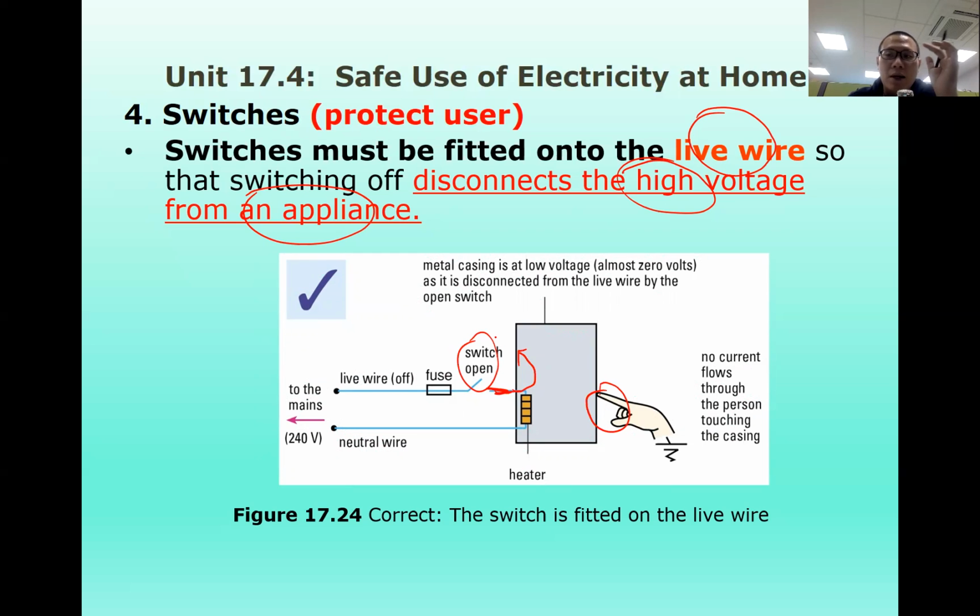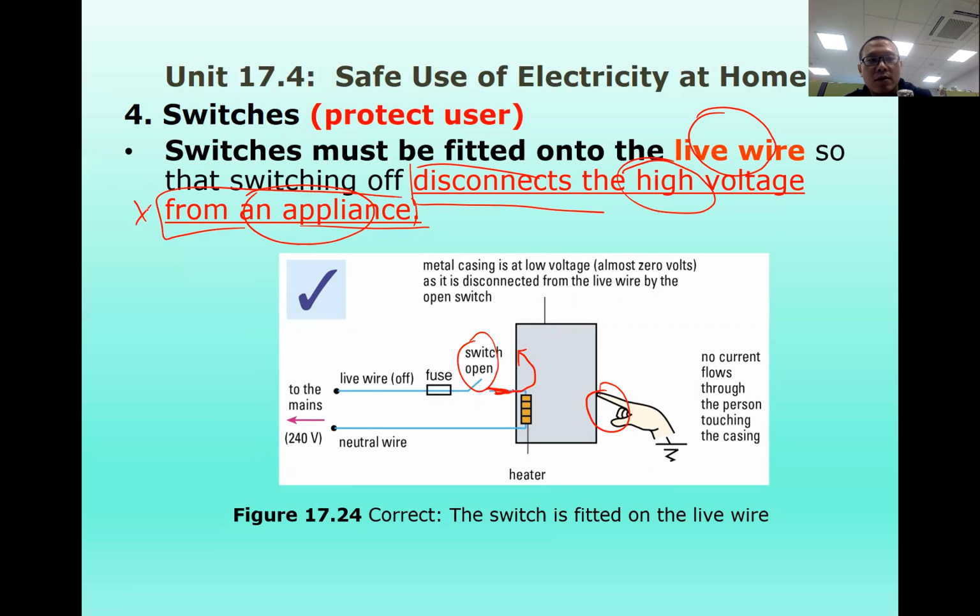So here I want to highlight two things. Firstly, the switch location is important for it to act as a safety feature. Secondly, the usage of keywords. When you write your answer and tell the marker how the switch performs as a safety feature, the use of the right keywords will help illustrate your meaning without any ambiguities. One of the keywords here is disconnect the high voltage from the appliance.